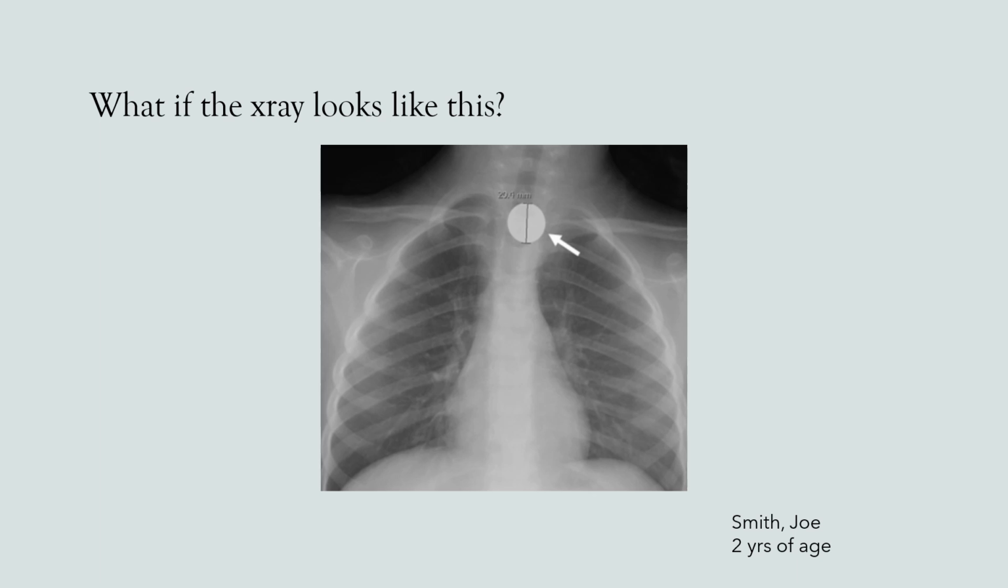Sometimes they push the wrong x-ray to us. So look, this is not her. This is Joe Smith. He's 2. And it looks like he swallowed a coin or a battery or something, which is causing a blockage or obstruction in his trachea.